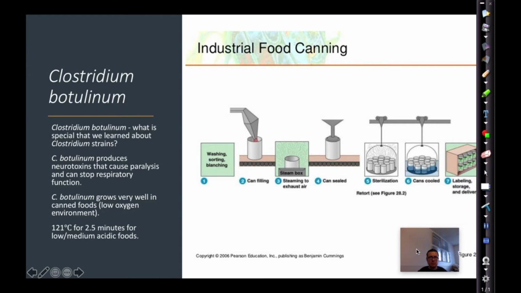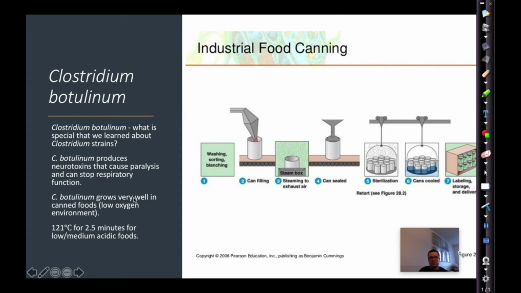Okay, so canning. So Clostridium botulinum. Remember, Clostridium strains can produce spores. Botulinum is one that produces a neurotoxin that causes paralysis and can stop respiratory function. This is also one that you need to know what the toxin is later on in the course. It grows very well in canned food because it's a low oxygen environment.